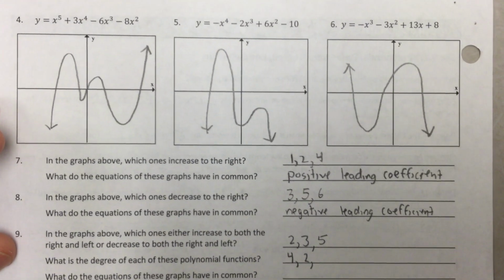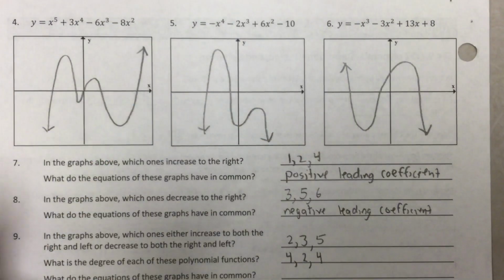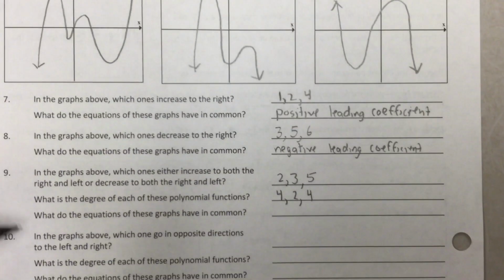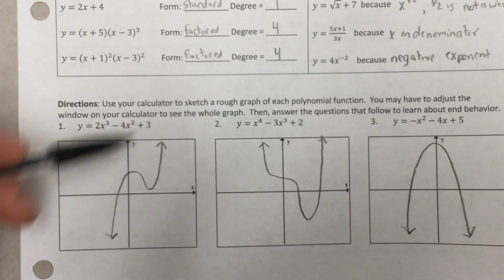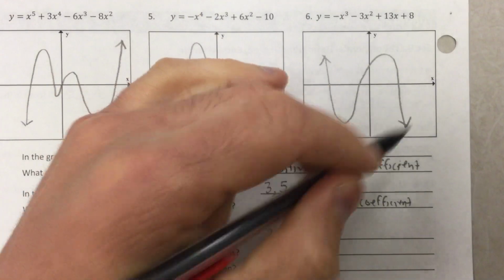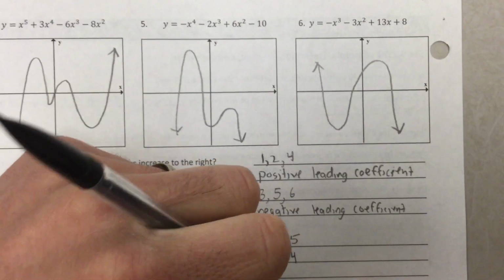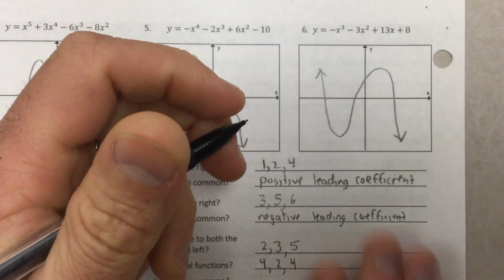And then 5 has a degree of 4. And what do these have in common? If we're not sure yet, we'll probably be able to answer it after this. So let's try the ones that go in opposite directions. So 1 starts negative and ends positive, so 1. 4 starts and ends positive, and then 6 starts and ends negative. So 1, oops, we're going to be down here. 1, 4, and 6.